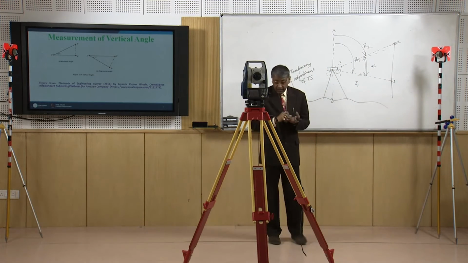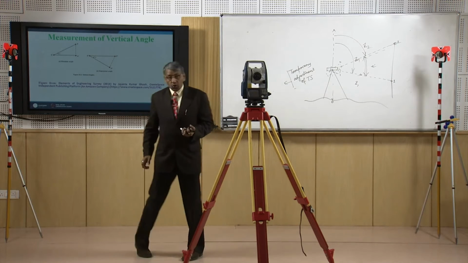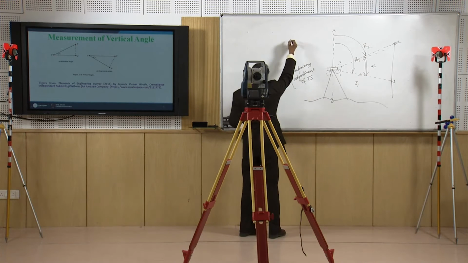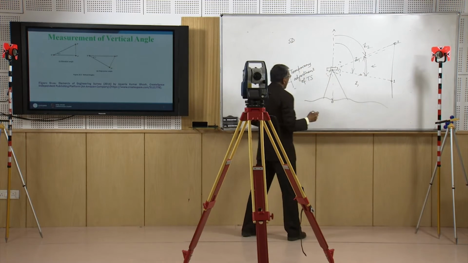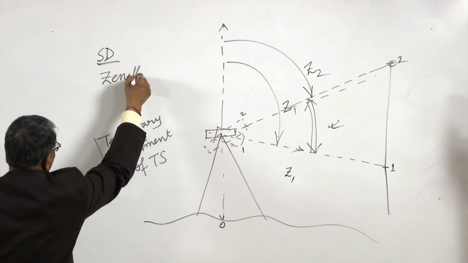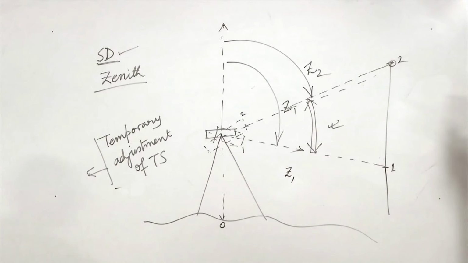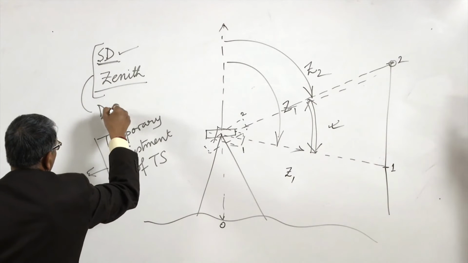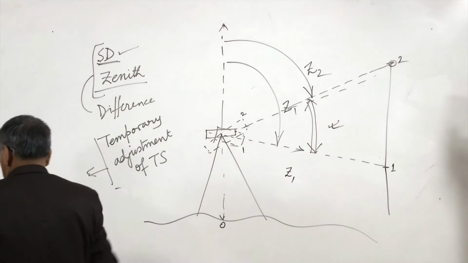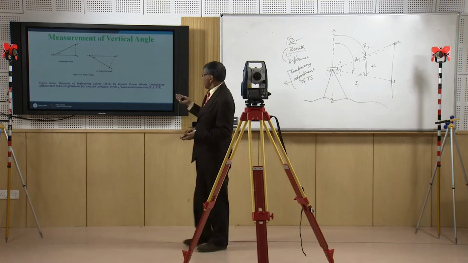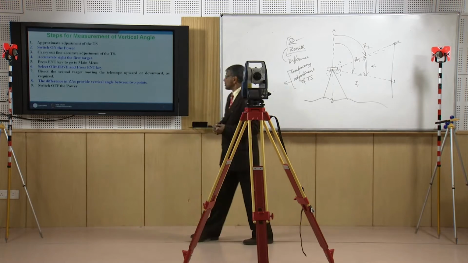So, this is the way we measure the vertical angle, but in case of total station actually we do not need to measure vertical angle. In fact, it measures the slope distance, and it measures the zenith angle, and from the zenith angle and slope distance there is a program inside the computer, inside this total station, which directly provides the height or difference in height. So, anyway, let me first show you how to measure the vertical angle using total station.